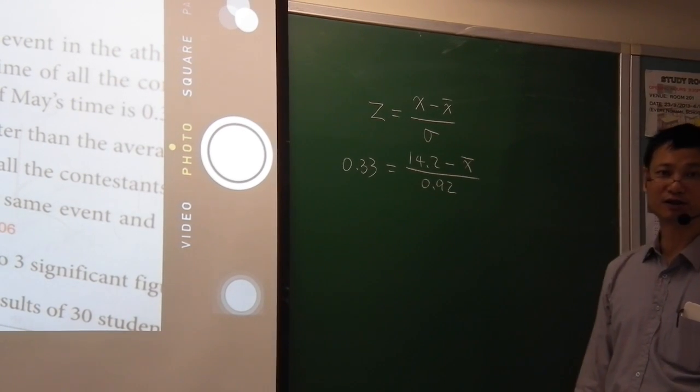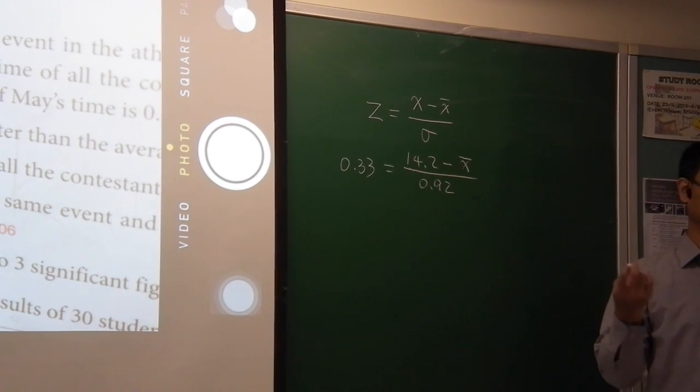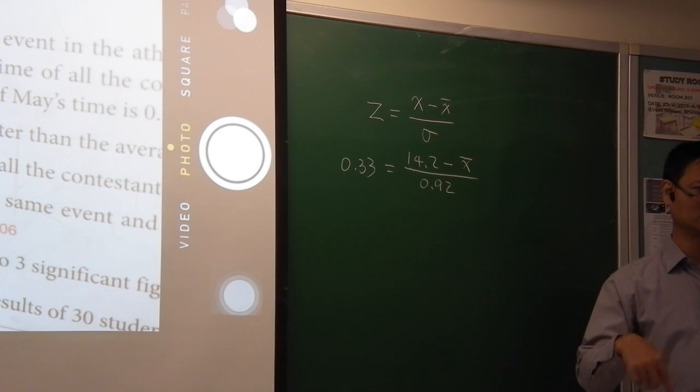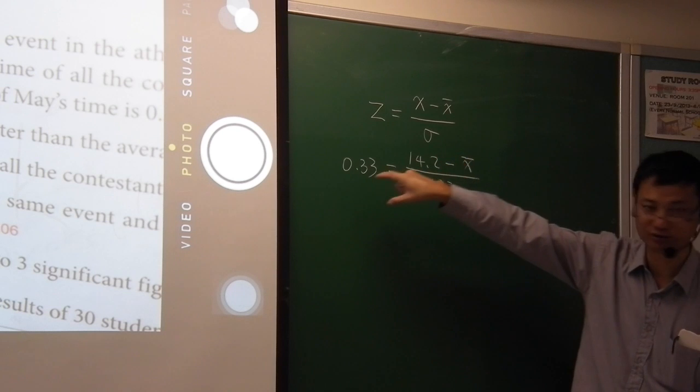Now be careful of the calculation. And if you do not have confidence in your calculation, put it back to see whether the right hand side can produce 0.33.